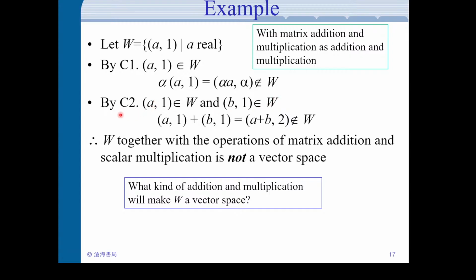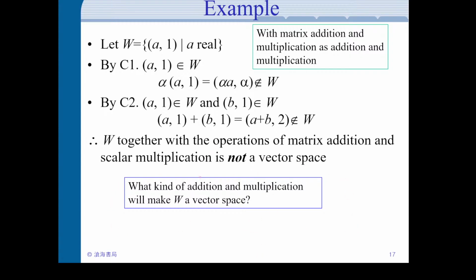Similarly, if you add two things inside W, (a, 1) and (b, 1), using the matrix addition rule, you get (a plus b, 2), which is not inside W again. So you see that this W, with matrix addition and matrix scalar multiplication, is not a vector space.